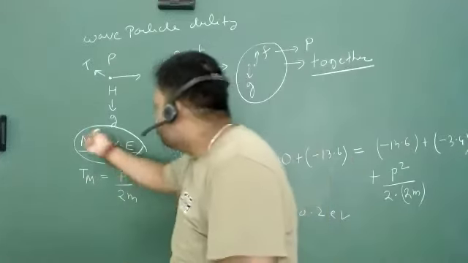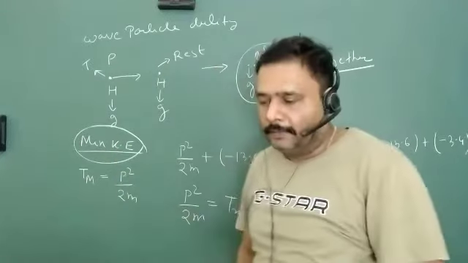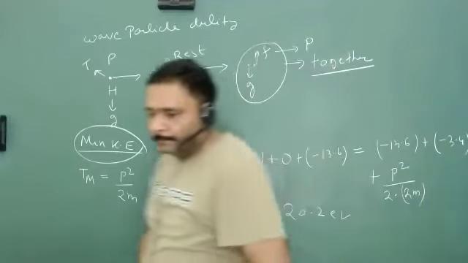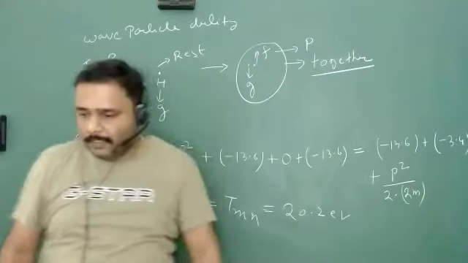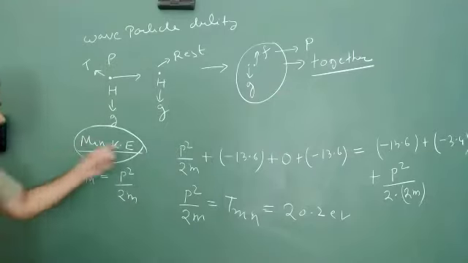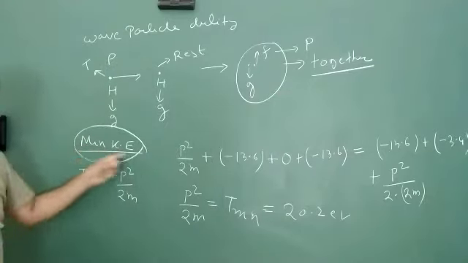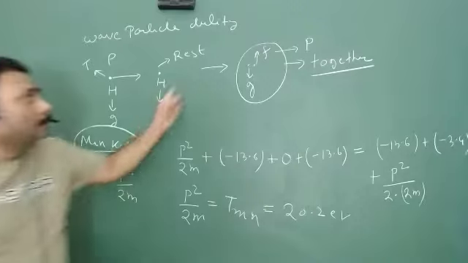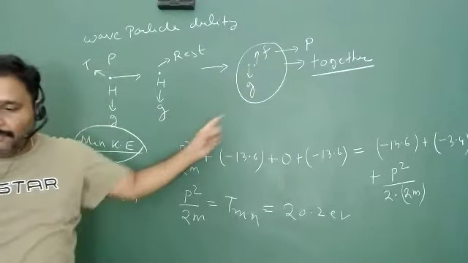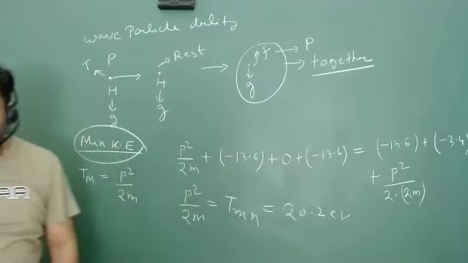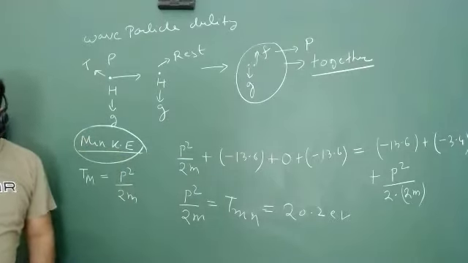So why am I talking about the minimum kinetic energy? They are all together, not separate. The crux is here. The crux is here. Otherwise, momentum conservation is not there. Otherwise, this thing will not be there.